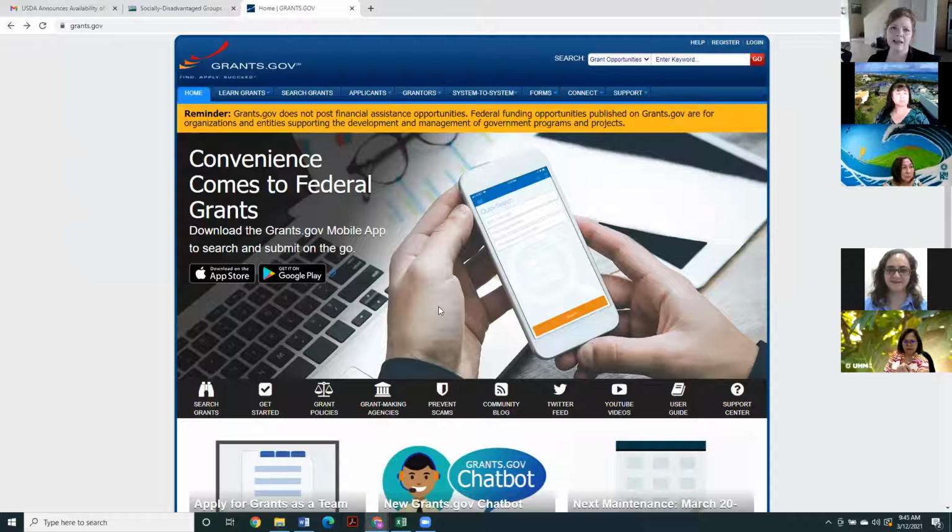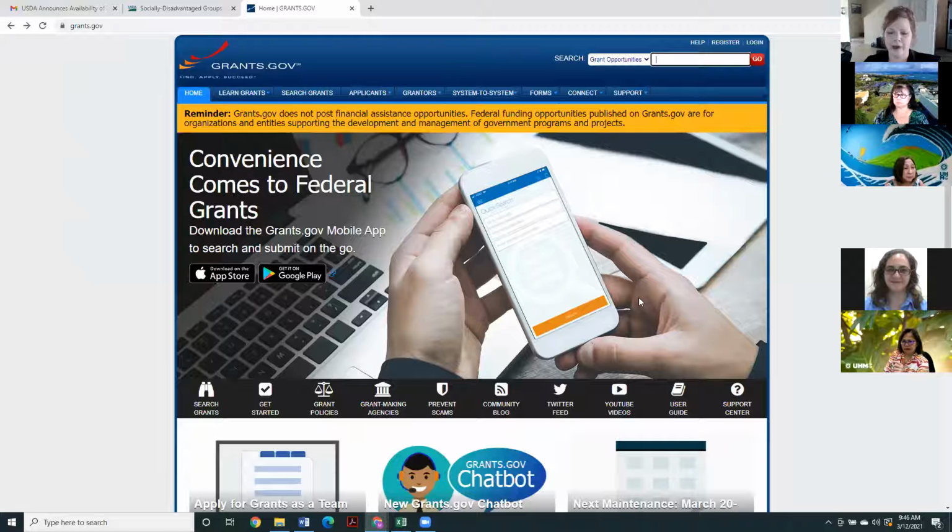Grants.gov is where, generally, for most federal grants, you apply. Some programs have different systems they apply through. The National Science Foundation has their own system. The Department of Energy has their own system, but the majority of grants are through grants.gov. And you can search grants.gov as well.